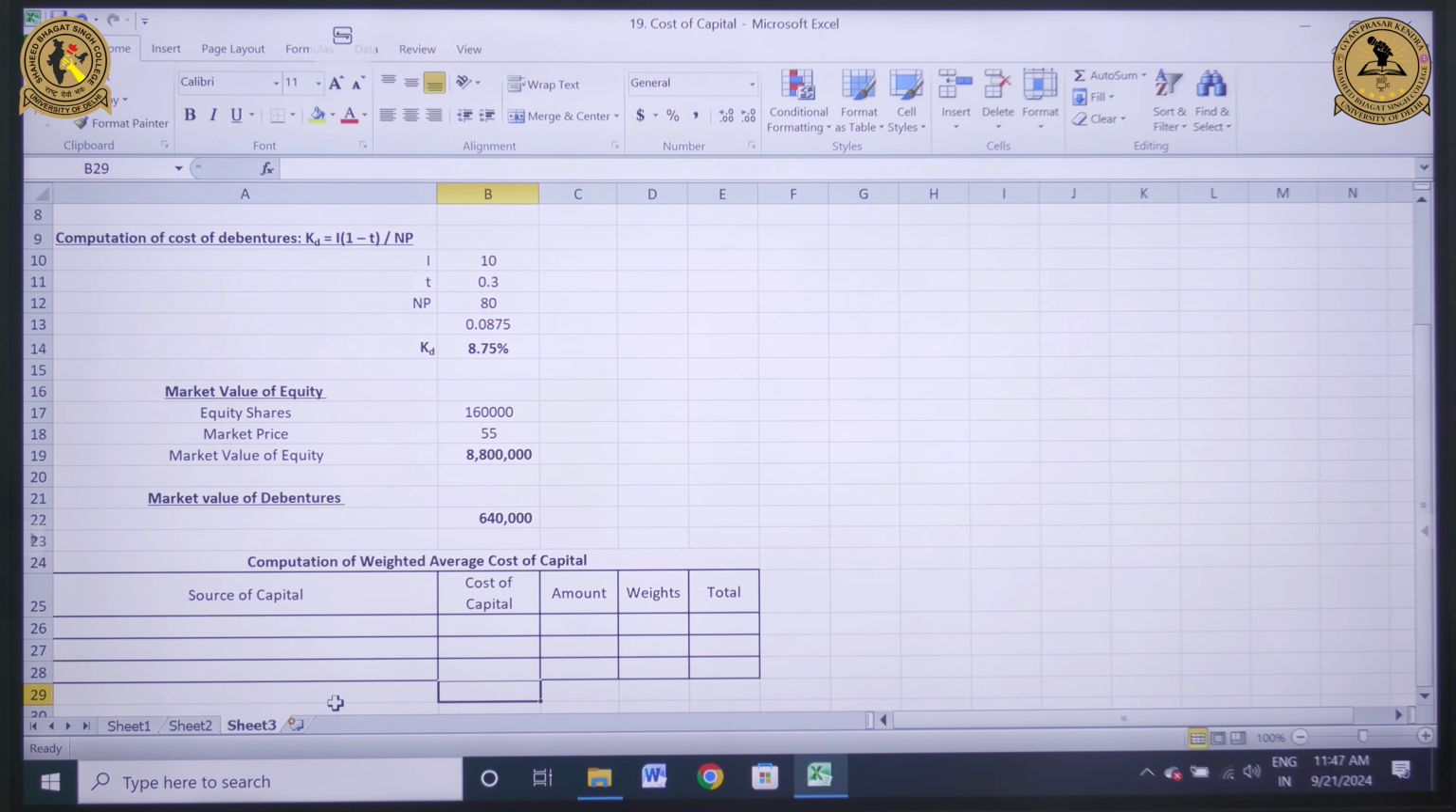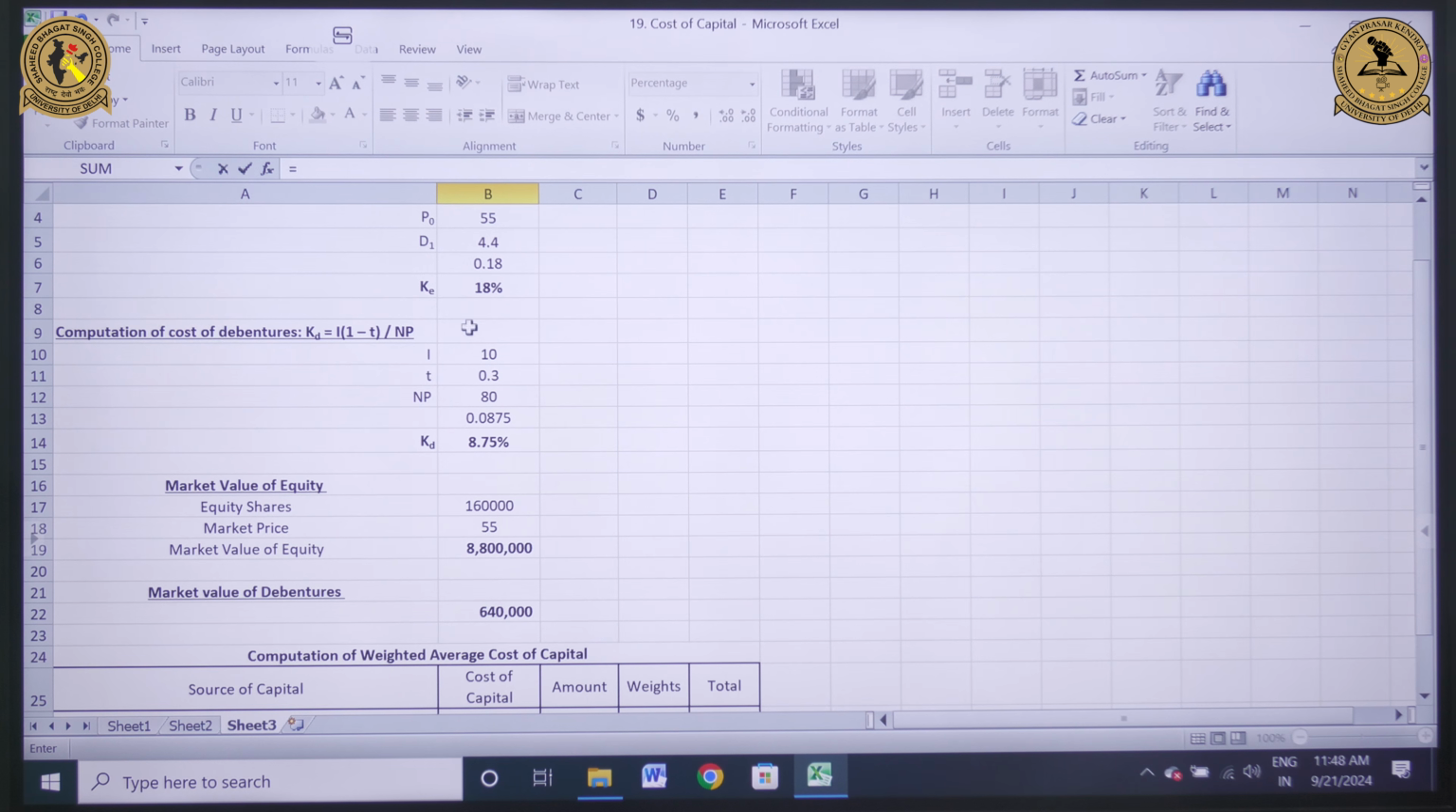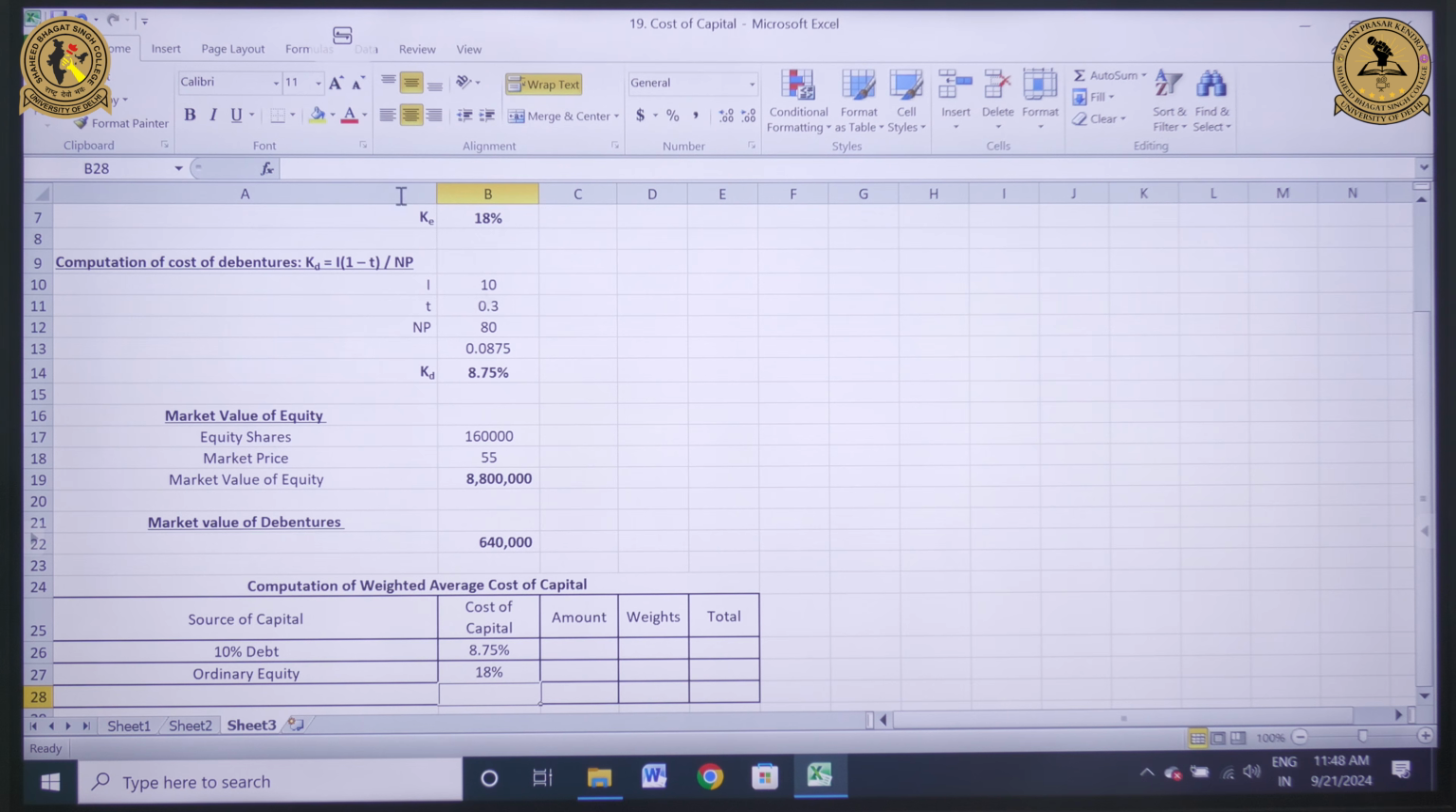Now I need to compute the weighted average cost of capital. In this numerical, there are only two sources of funds, that is 10% debt and ordinary equity. Now the cost of capital of debentures is 8.75 and the ordinary cost of equity is 18%. So I need to write equals to B7 and press enter. Now the market value of debenture is equal to 6,40,000 represented by B22. Press enter.